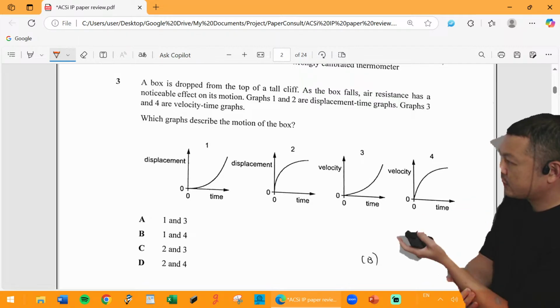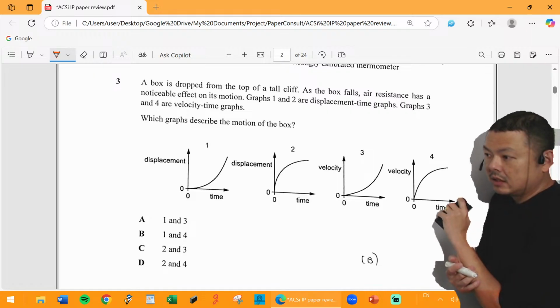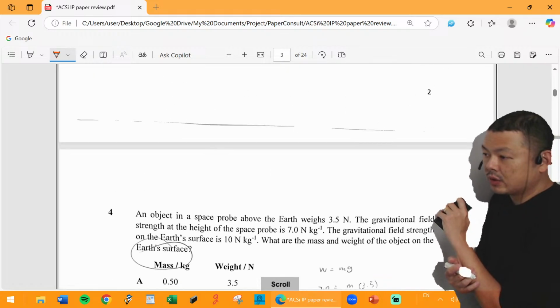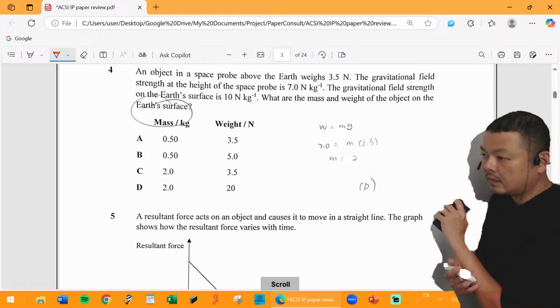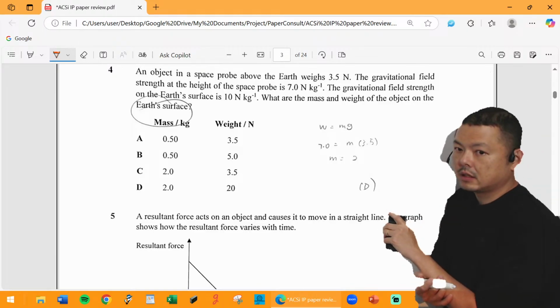This one you need me to go through? Don't need. Okay, no need. Kobe, you must stop me also, no, Kobe. Okay, number 4. Need or don't need?